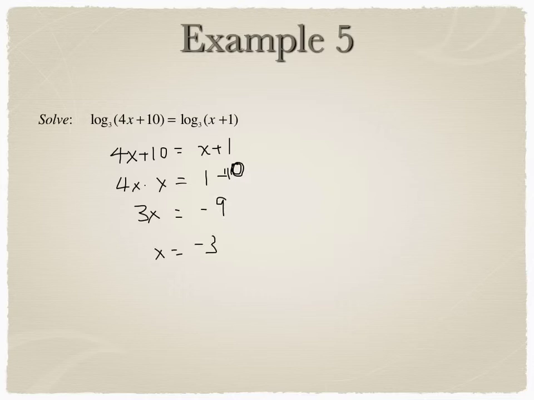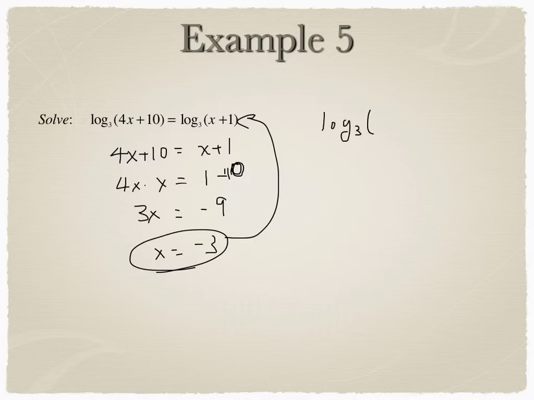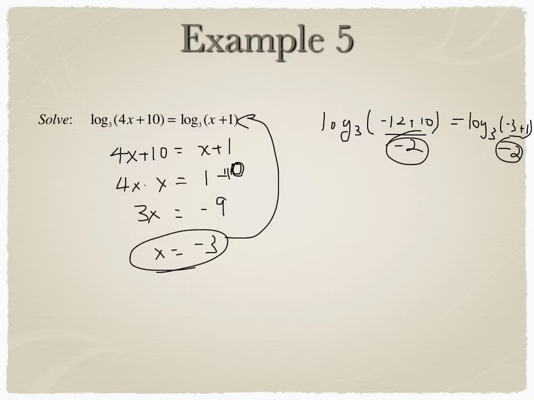Am I done? No, because I need to check to see if this is a real answer. Will this make my statement true? So this is what I get mathematically. Let's check it by plugging it back in. Well, we end up with log base 3 of negative 12 plus 10 equals the log base 3 of negative 3 plus 1. Okay, both of these turn out to be negative 2. So this is no solution because we can't have a negative argument inside the logs. And so we would say no solution.